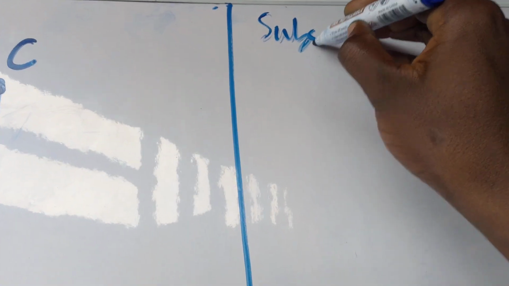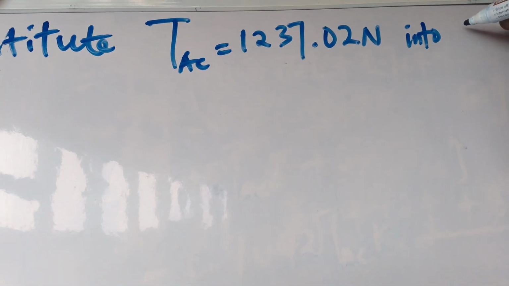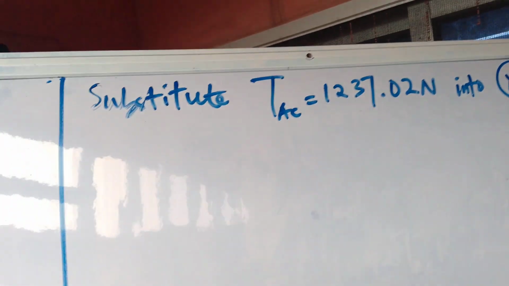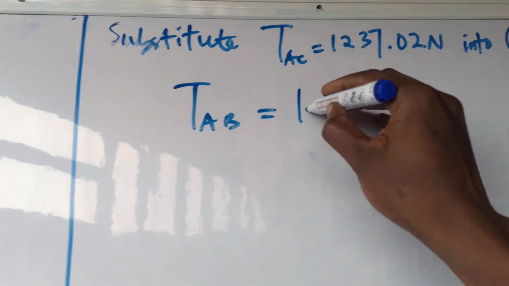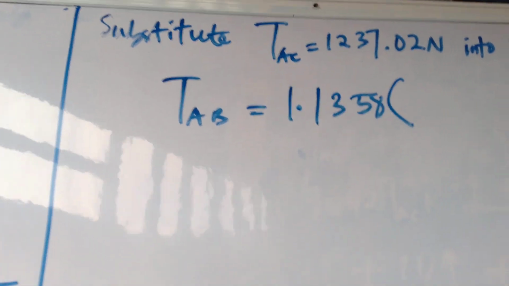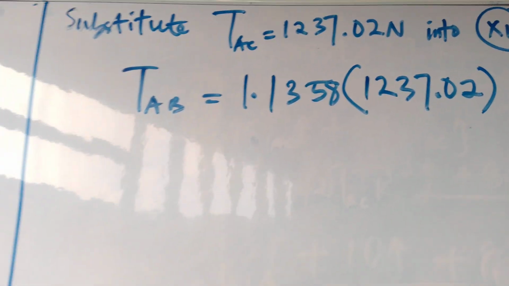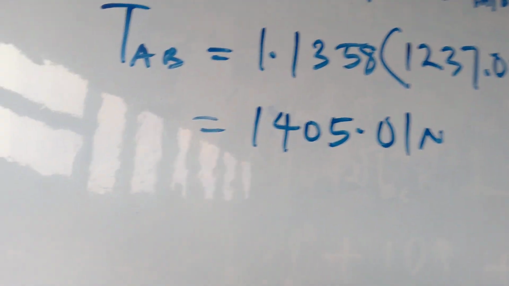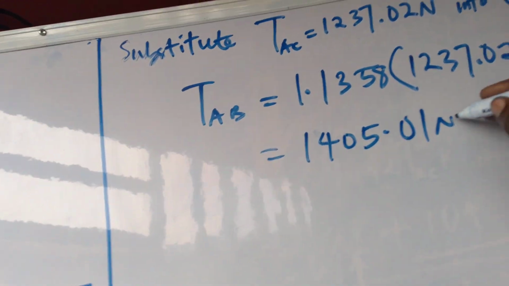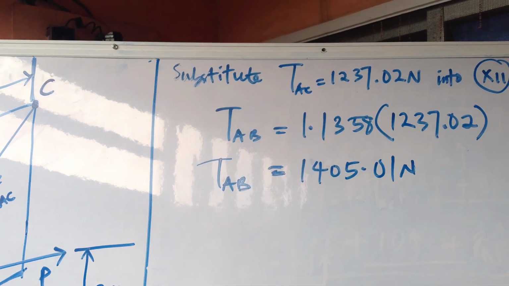Then the next one now I'll do is to find the other tension, TAB. So I say substitute TAC equals 1237.02 Newton into equation 12. Okay, so I substitute that into equation 12, and then I'll be having equation 12 is TAB equal to 1.1358 times TAC, and value of TAC is 1237.02. So if I multiply this now, I'll be having 1405.01 Newton. Okay. Alright, so I've gotten the value of TAB. Tension AB is this, 1405.01 Newton.